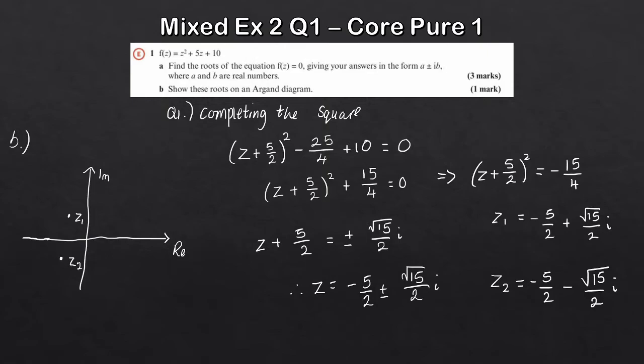and that's perfect. Like we said, it's a complex conjugate, so it should be this reflection. If this looked crazy and it was somewhere over here, we'd have done something wrong. Or if it was over here, again, we've quite clearly done something wrong. So it should just be a reflection in the x-axis. Hopefully that's okay. Just one mark for showing the roots on an Argand diagram, so it shouldn't be anything too crazy. But yeah, there we go.